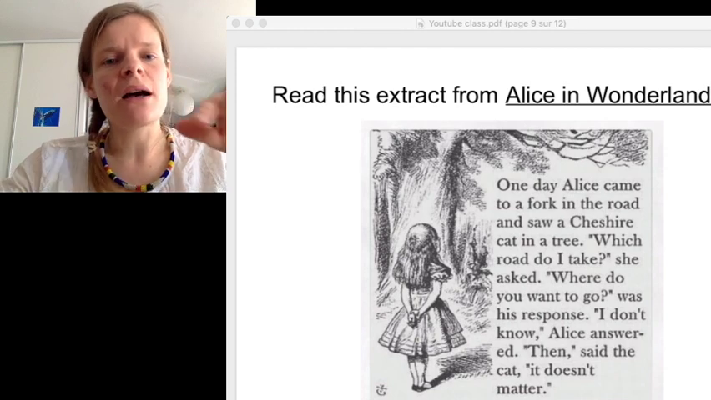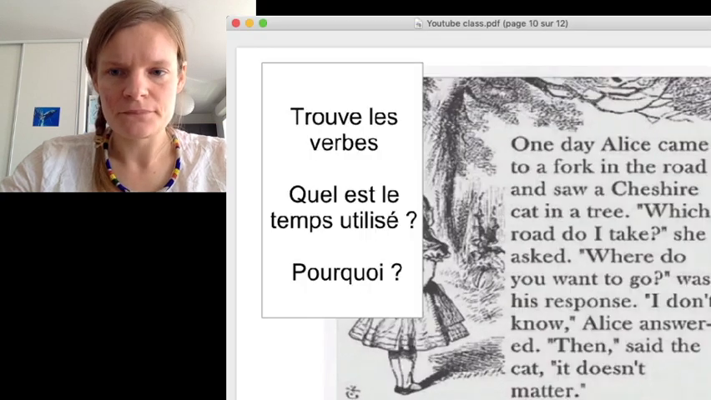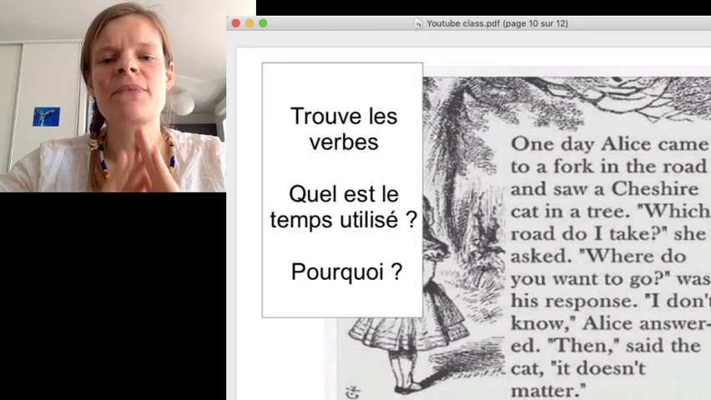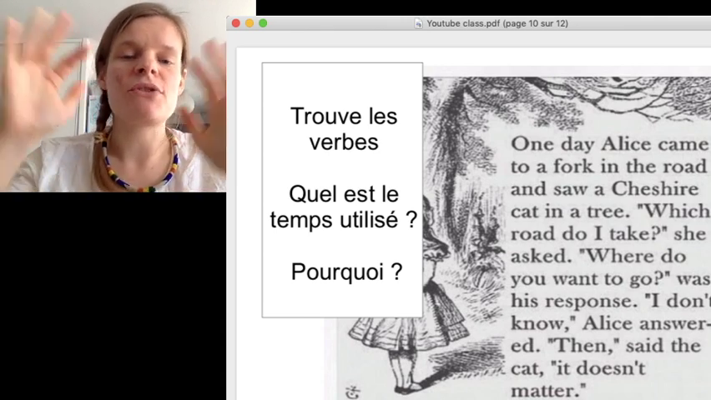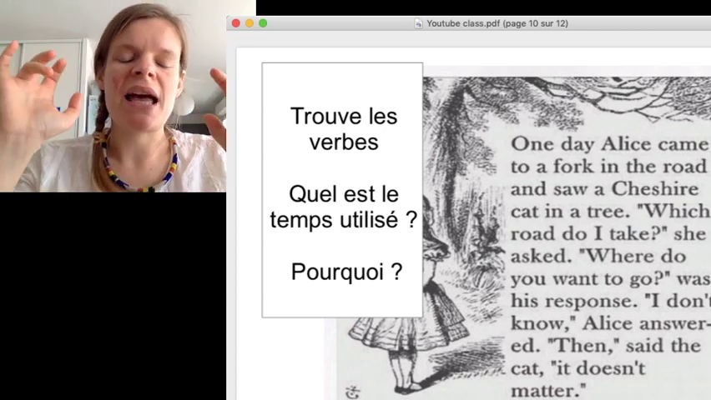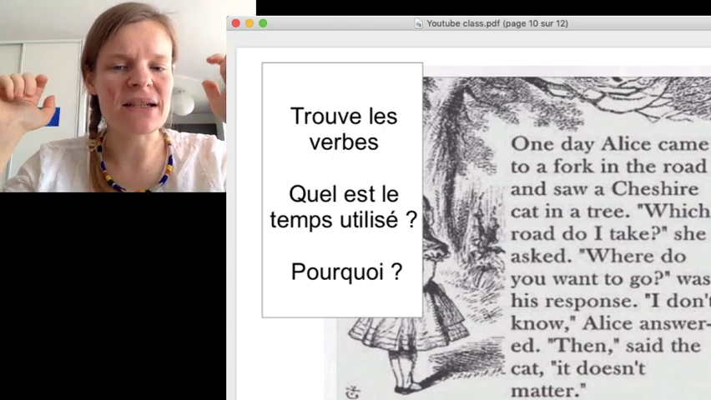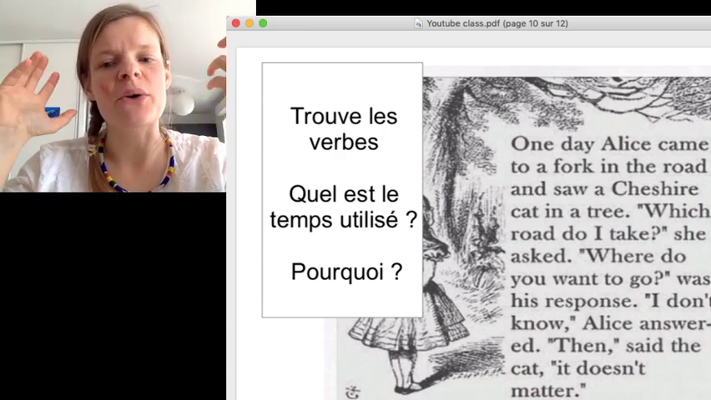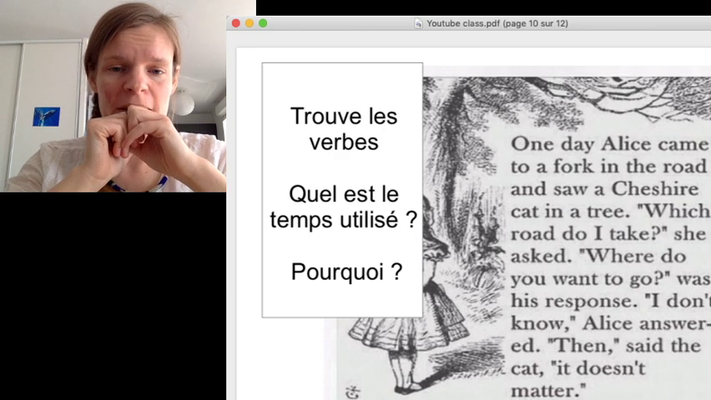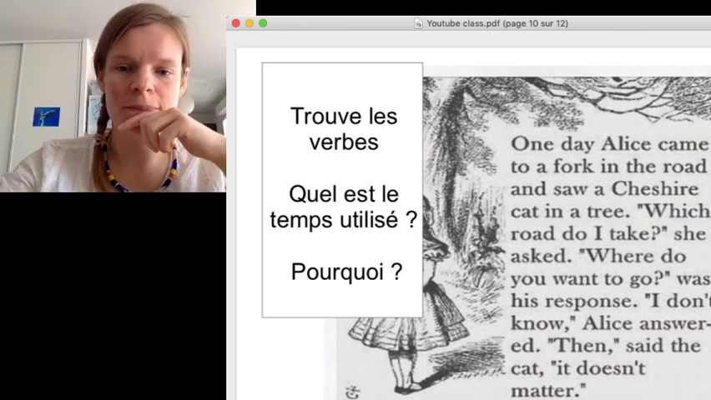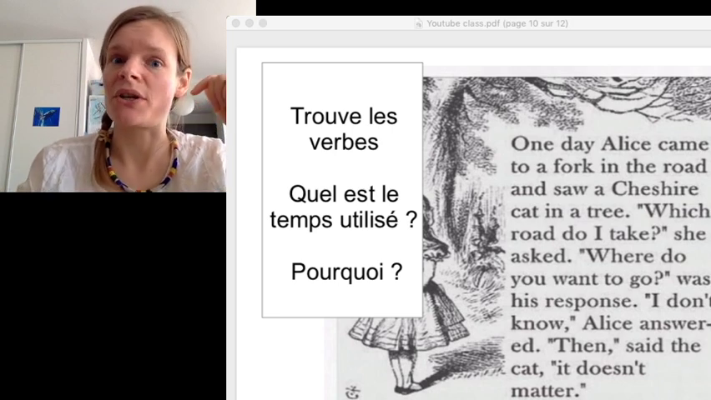So you can ask questions, as always, if you have questions about this. My question now is, find the verbs in this extract. Find the verbs, write them down in the comments, and tell me what is the tense, the grammatical tense that is used, and try to think about why this tense is used. Okay? I'll wait for your answers. And your questions, of course.